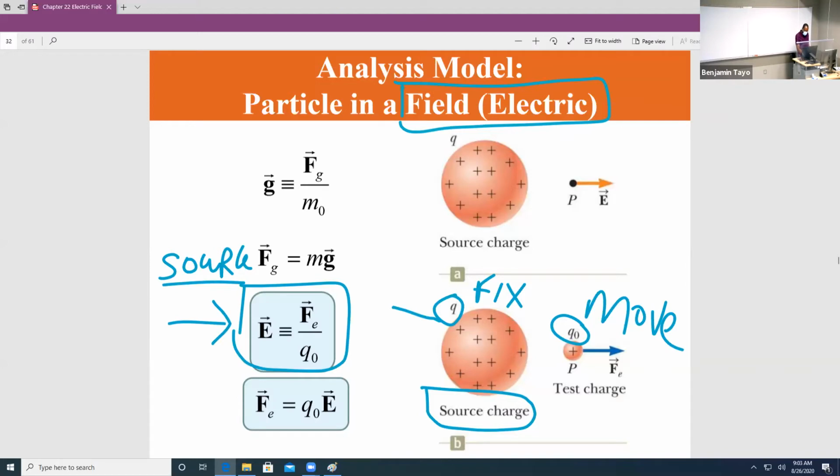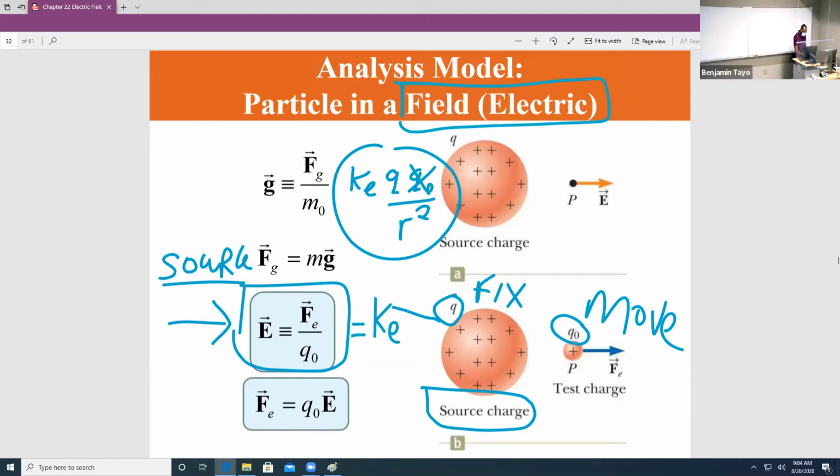It is the electric force divided by the test charge. So again, if you remember, we said that the electric force is going to be KE Q Q naught divided by distance squared. So that's the electric force. Now, if you take this electric force and divide by the test charge, then you get the electric field. So the electric field is just going to be KE Q divided by distance squared.